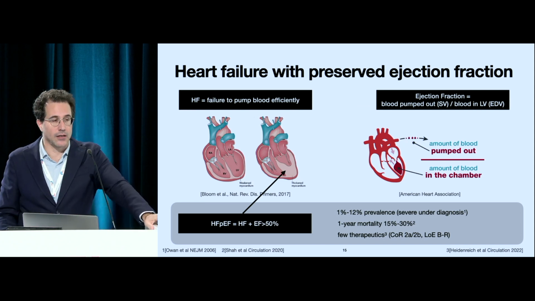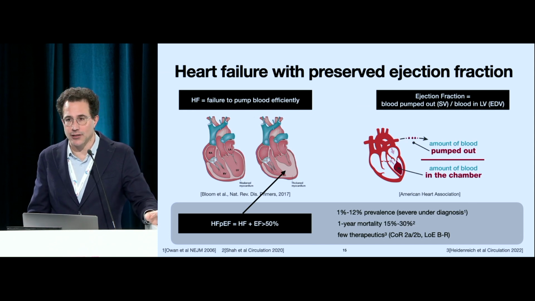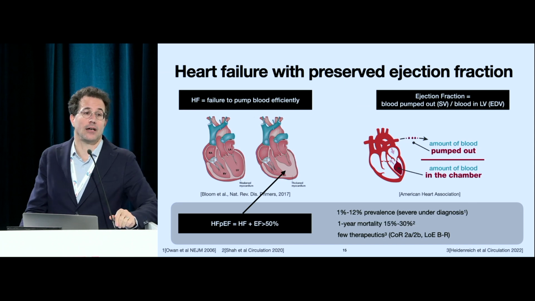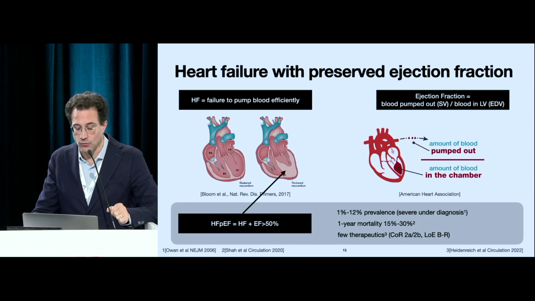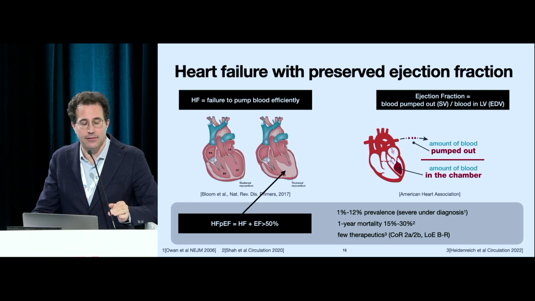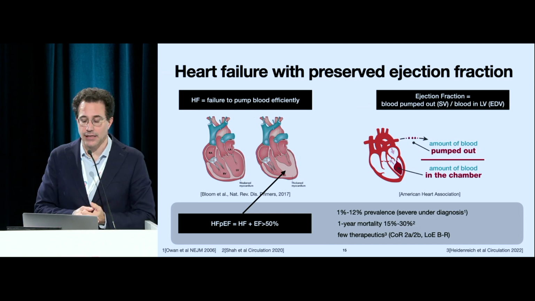This is quite high prevalence. It's 1% officially, but it seems to be extremely underdiagnosed, so potentially as high as 12%. The mortality is very bad. It's 15 to 30% at 1 year. And there's few therapeutics. Those that exist have relatively low class of recommendation and low levels of evidence, right? So this seems to be a disease that needs some attention.